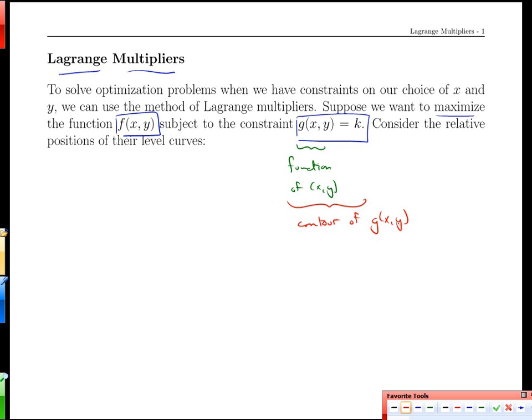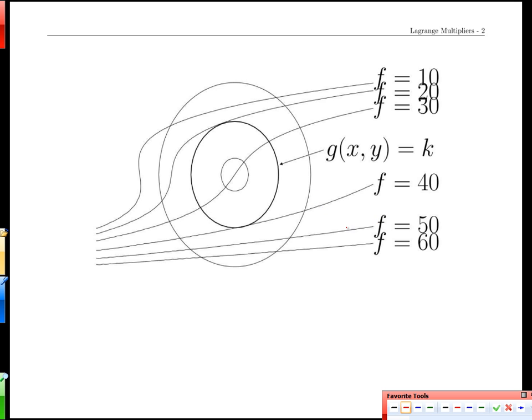And so we're going to have to take a step back. A constraint we don't usually think of as a function, we think of it as a set of points. But we can, if it is helpful, think of it as some function equals one constant, which gives us one contour of this g of x, y function. Here's the kind of picture we're talking about.